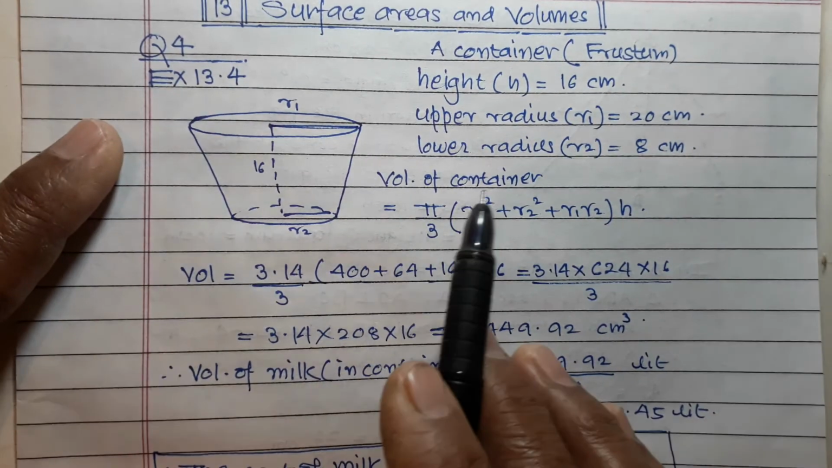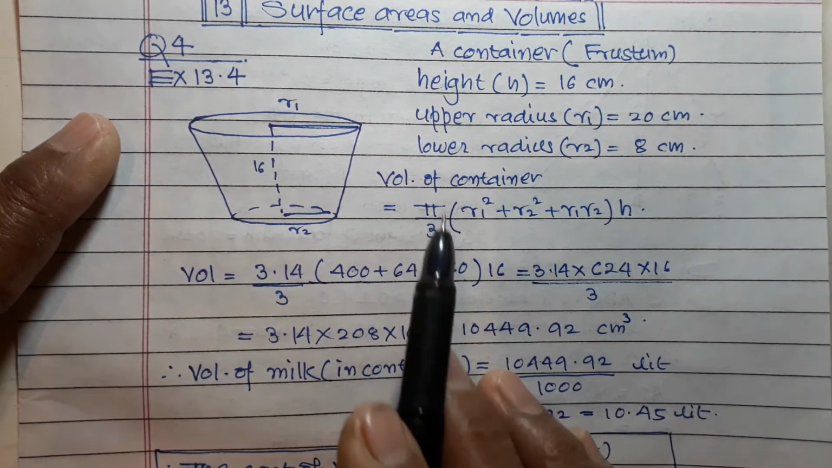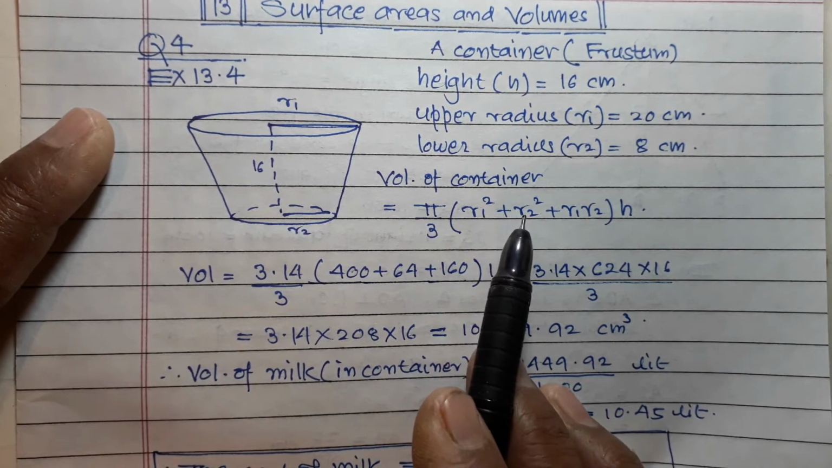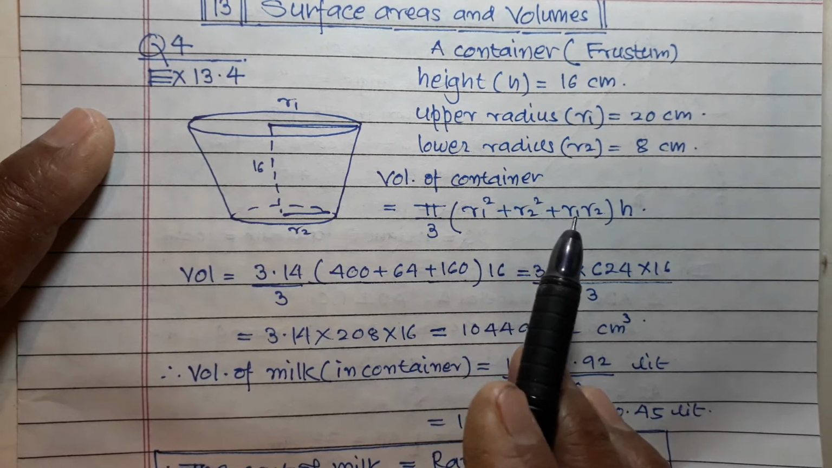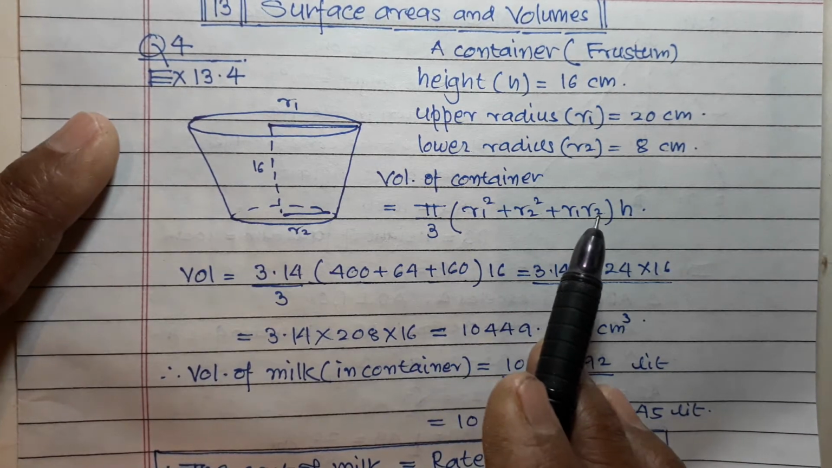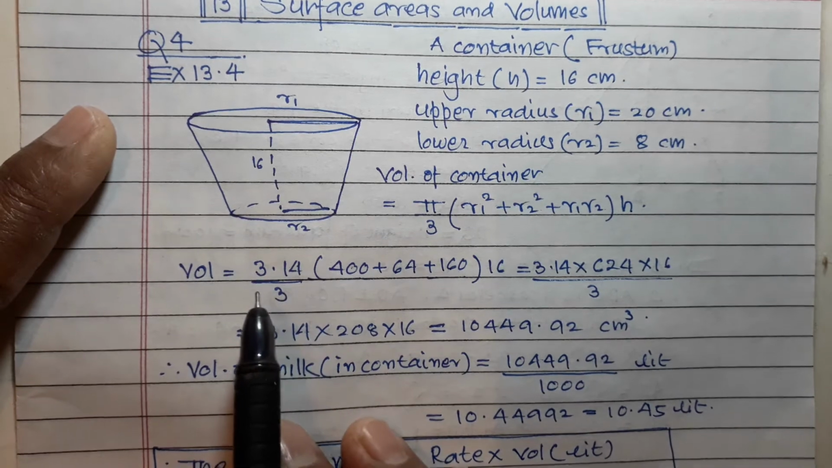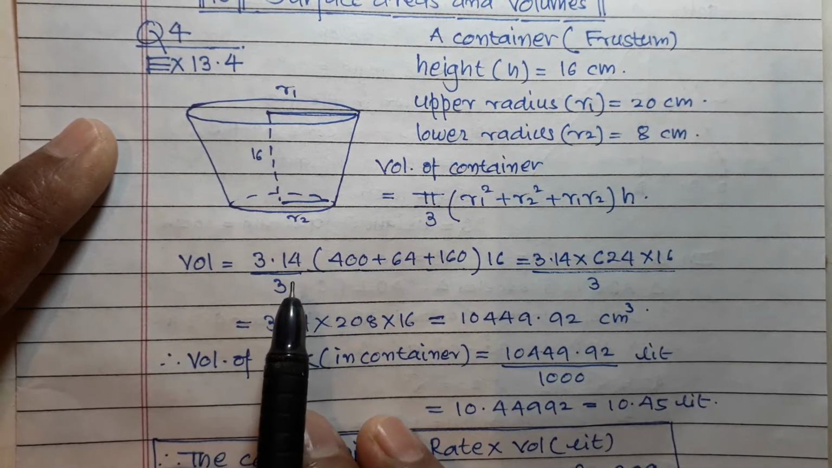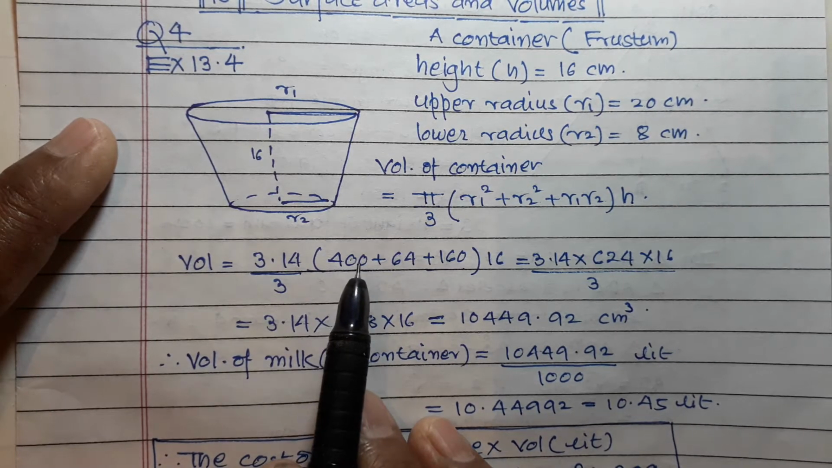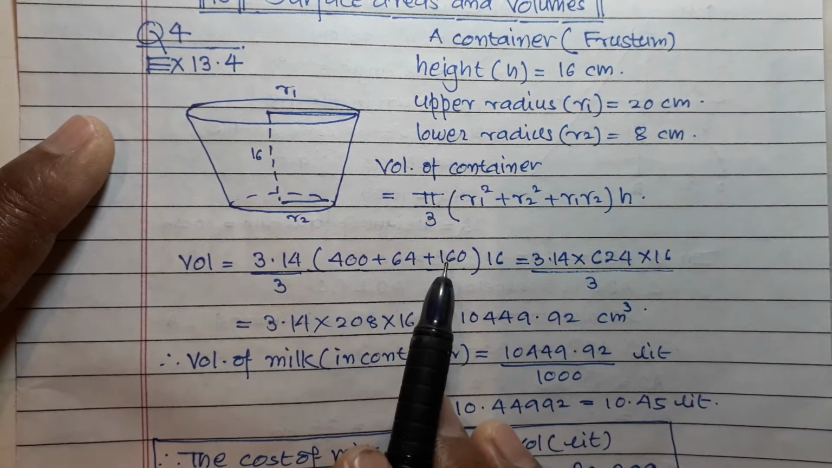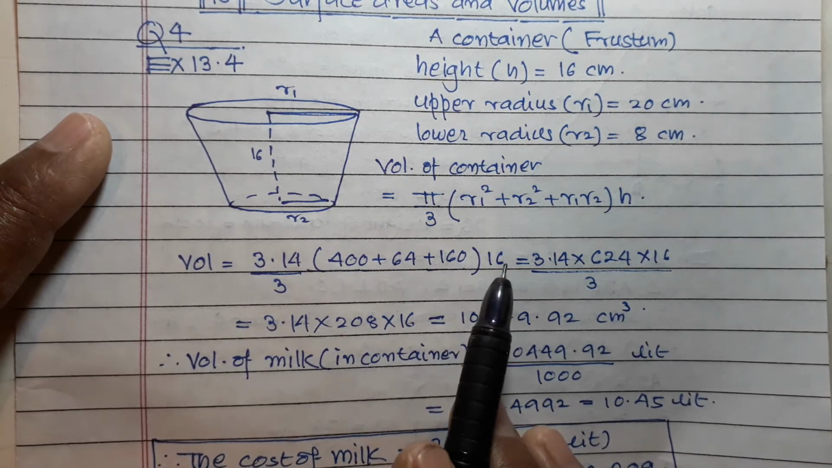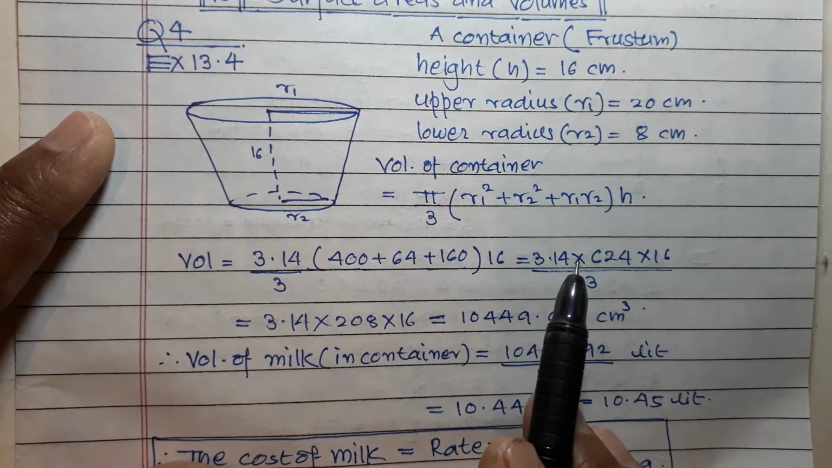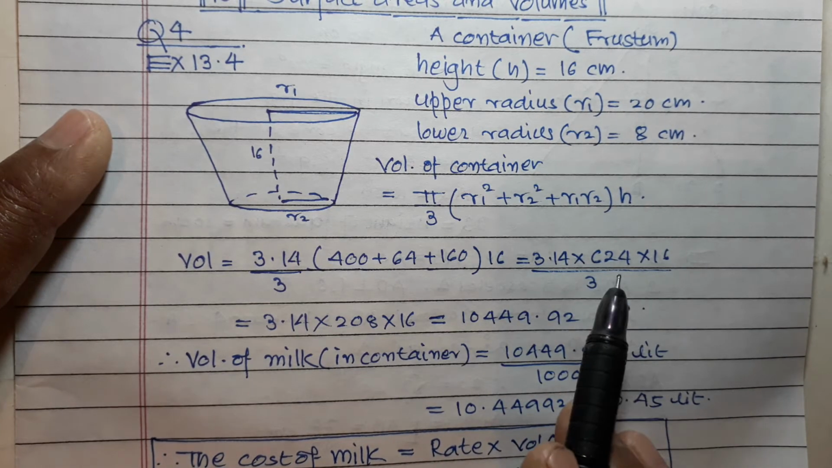Therefore volume of container is equal to pi upon 3 into (R1 square plus R2 square plus R1 into R2) into H. Substitute values. So volume is equal to 3.14 upon 3 into (400 plus 64 plus 160) into 16. Simplify this, you will get 3.14 into 624 into 16 upon 3.